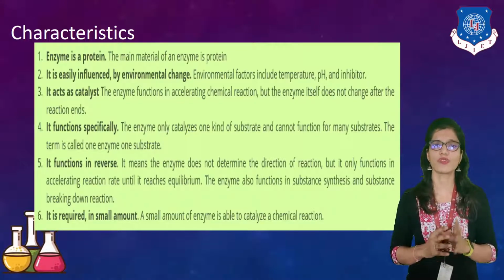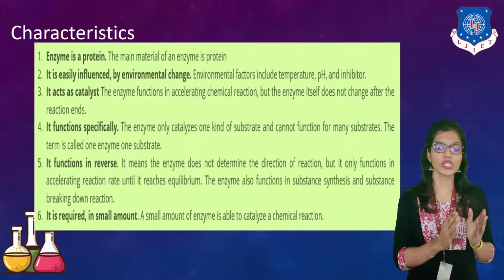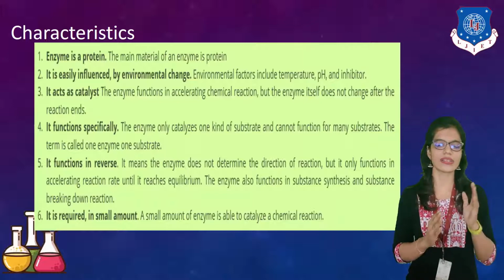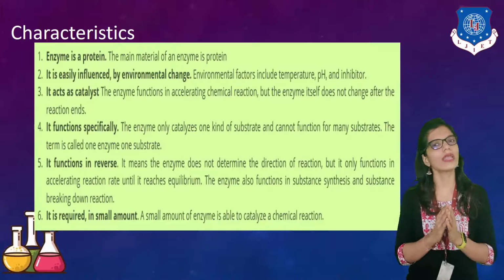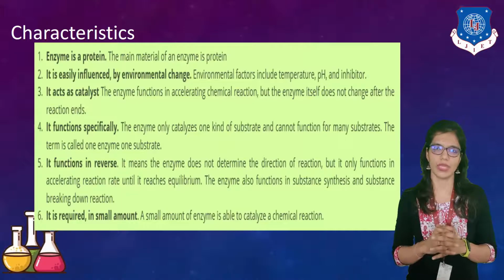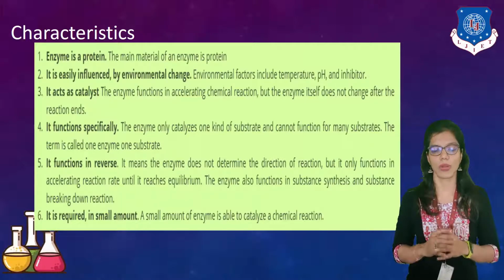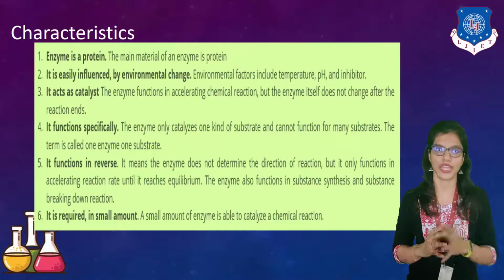Now, let's move ahead to the next one, which is the fifth. It functions reversibly. It means the enzyme does not determine the direction of a reaction, but it only functions in accelerating the reaction rate until it reaches equilibrium. The enzyme also functions in substance synthesis and substance breaking down reactions. It can play a role in any kind of reaction. Next, it is required in very small amounts. That means a small amount of enzyme is able to catalyze a chemical reaction.